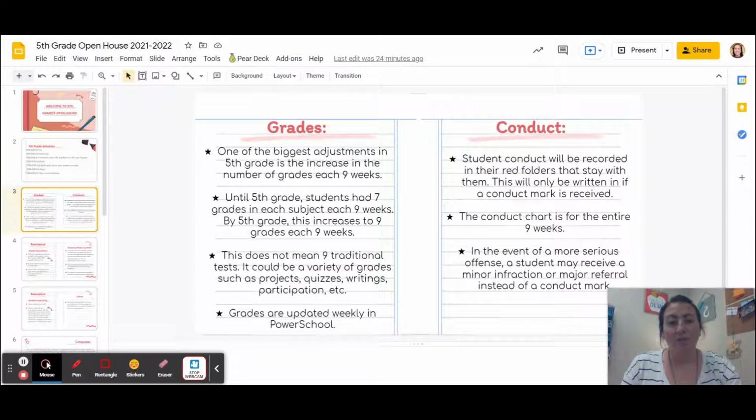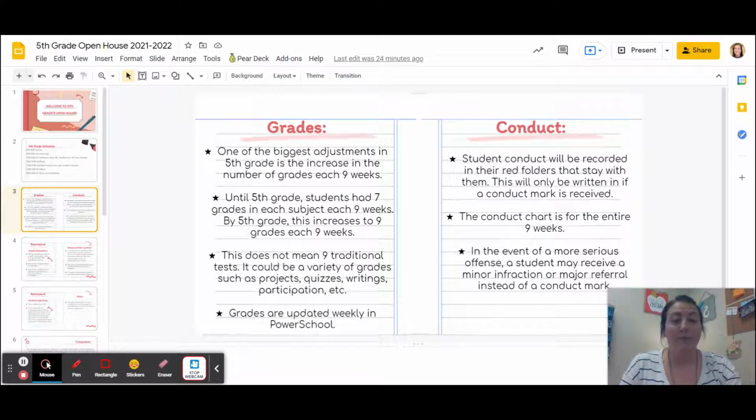One big change for fifth grade coming from fourth grade is that we have 9 grades for the 9 weeks instead of 7. So that will be one of the biggest changes. Those grades do not mean that there are 9 tests or assessments. It just means that we have 9 grades. So it could be a variety of things such as projects, quizzes, homework, writings, those types of things.